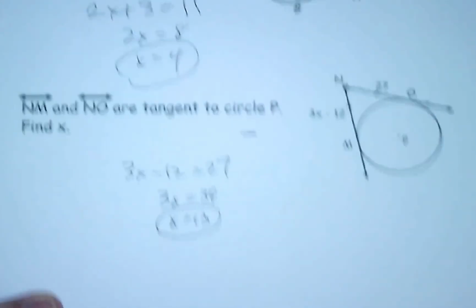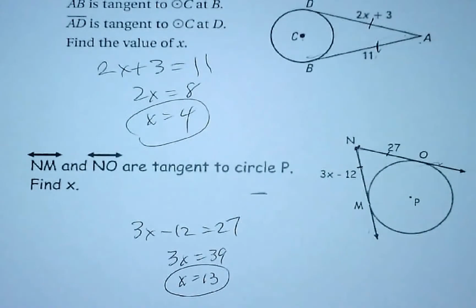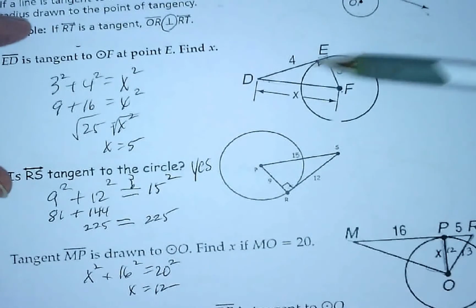So there are a couple of things about tangents to a circle. One is that if they are from the same point, they're going to be equal to each other. And if a tangent and a radius meet, it is a right angle. If you have any questions, let me know.